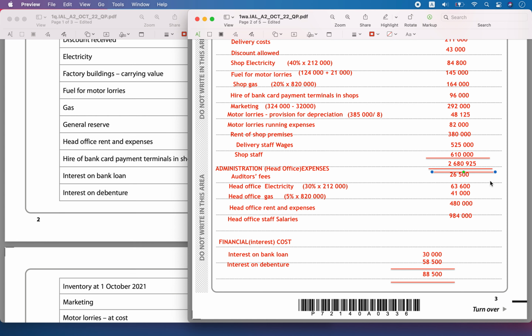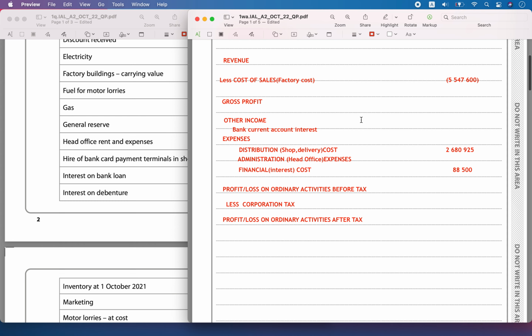Now let's calculate the total administration expense. It is 26,500 plus 63,600 plus 41,000 plus 480,000 plus 984,000. So that is equal to 1,595,100. So now let's go and write the administration expenses here. So these are the total expenses.